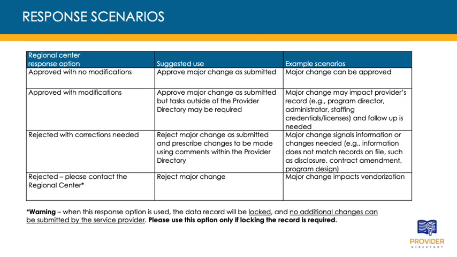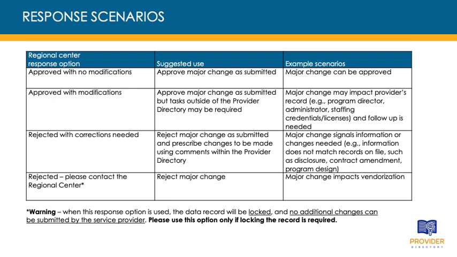Now that you know how to access and view changes made to a vendor's record, you are nearly ready to make an approval or rejection decision. The provider directory has 4 decision options. Let's review them. There are 2 approval and 2 rejection decision options. Approved with no modifications is straightforward. Approve the major change as submitted.